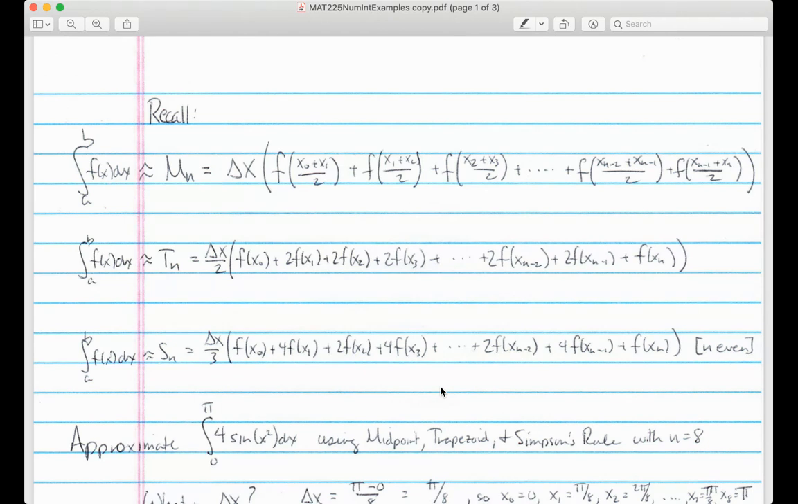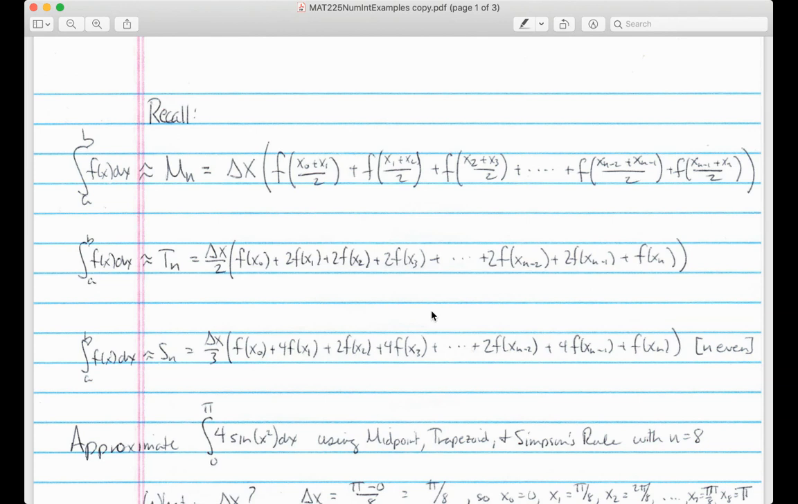In all cases, we're saying that the definite integral is approximated by the values of these sums. M sub n is going to be our midpoint approximation, T sub n our trapezoid approximation, and S sub n our Simpson's approximation. You can see that in each case, we're multiplying by a multiple of the width of the interval. We're multiplying that by a sum of values of the function, or a weighted sum of the values of the function.